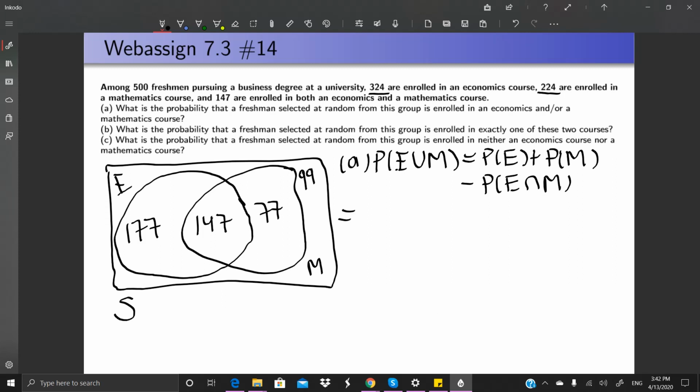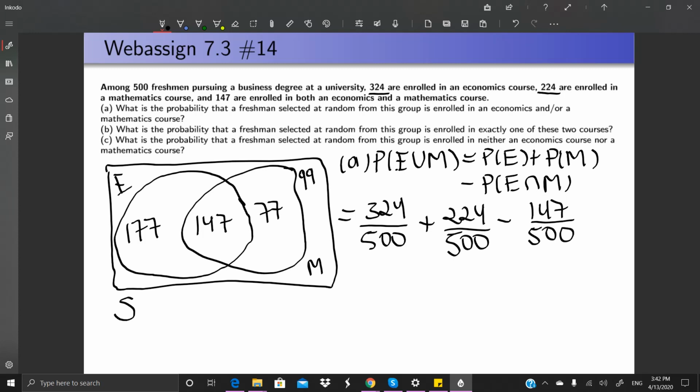So the probability that a student is taking econ is the number of people in econ, 324, out of the total of 500, plus the probability that someone is taking math, 224 out of 500, minus the probability that they're taking both, 147 over 500. And when you do all that, you end up with 401 over 500.